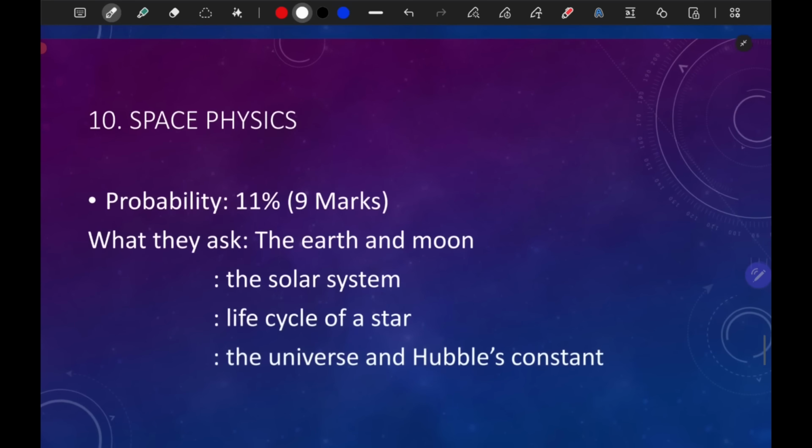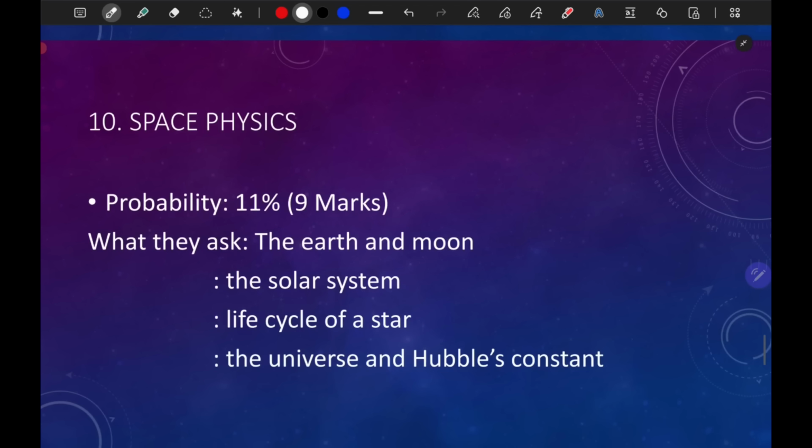The last topic, space physics. So it has a probability of about 11% and 9 marks per paper. What do they ask you? They can ask you about the Earth and the Moon, mainly about orbital speed, and also the solar system and life cycle of the star.